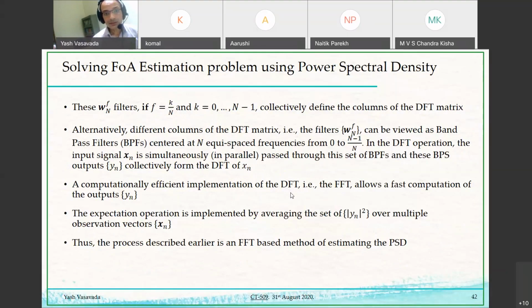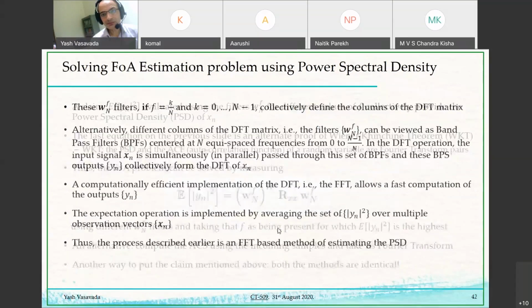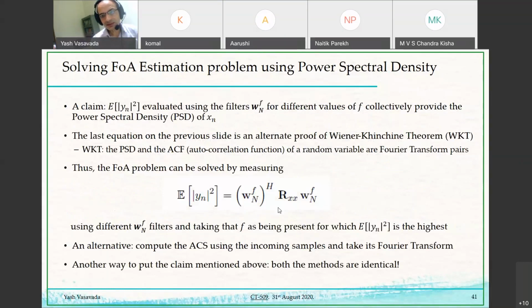Okay, so in this manner, where we take the incoming signal and take its DFT, what we are essentially doing is computing the filter output y of n. And then obviously for the DFT, the output will have to be averaged over capital N number of samples. But with that, we get the same answer.